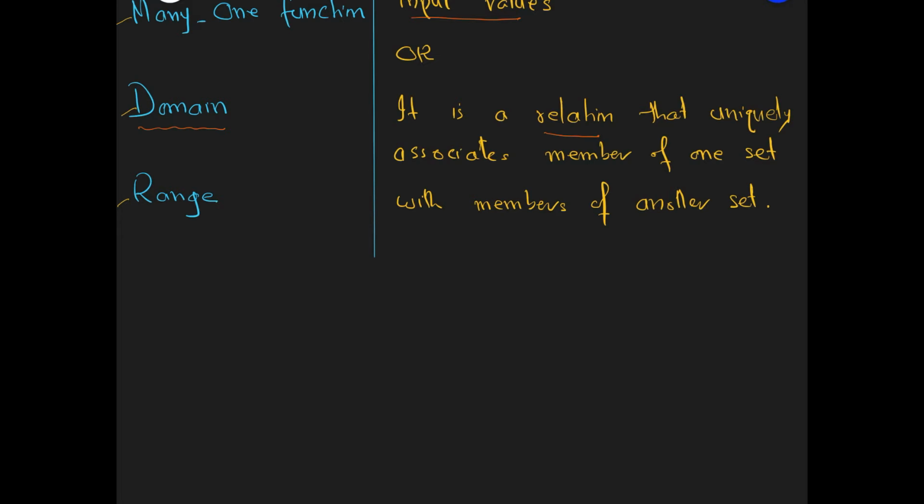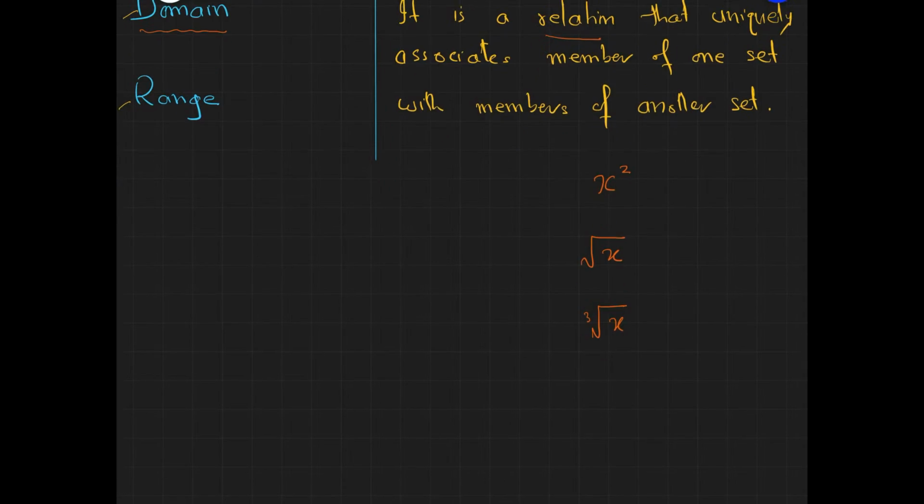So let us look into a few examples of functions, and these examples you can find on your scientific calculator as well. x square, for example, is a function. Square root of x is a function. Cube root of x is a function. Similarly, we can say that 1 over x is an example of a function.